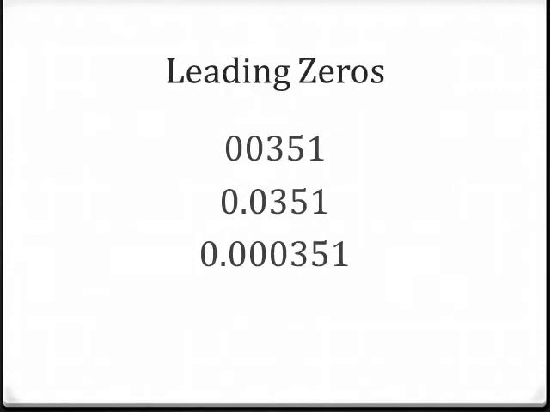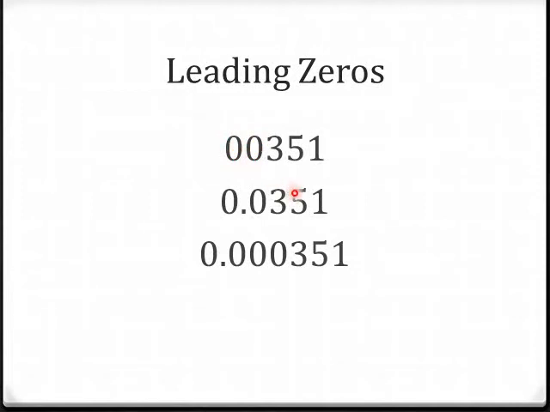If the 0 comes in front of any numbers, however, they're called leading zeros, and they are never significant. For example, this one here, 00351, only has 1, 2, 3 significant figures. These 2 are not significant. Now, of course they're not significant. In fact, we would never even write this number like this. We'd just drop the zeros. Why do we drop them?